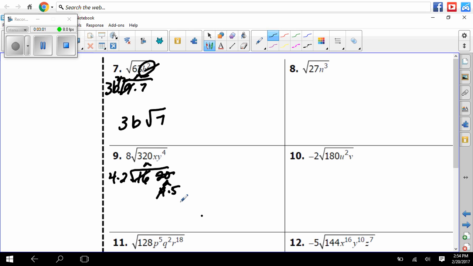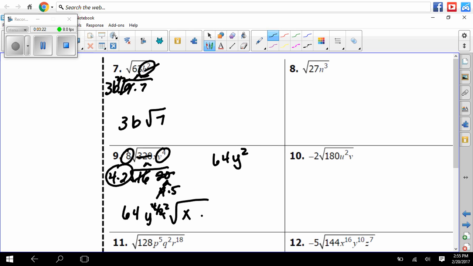The square root of 4 is 2, so remember we have 2. So now I have on the outside so far, an 8 times 4 times 2 is 8. 8 times 8 is 64. And I have an x that's going to have to stay on the inside. And then I've got y to the 4th. Y to the 4th, well, divided by 2. 2. So I get 64, y to the 2nd, radical x.